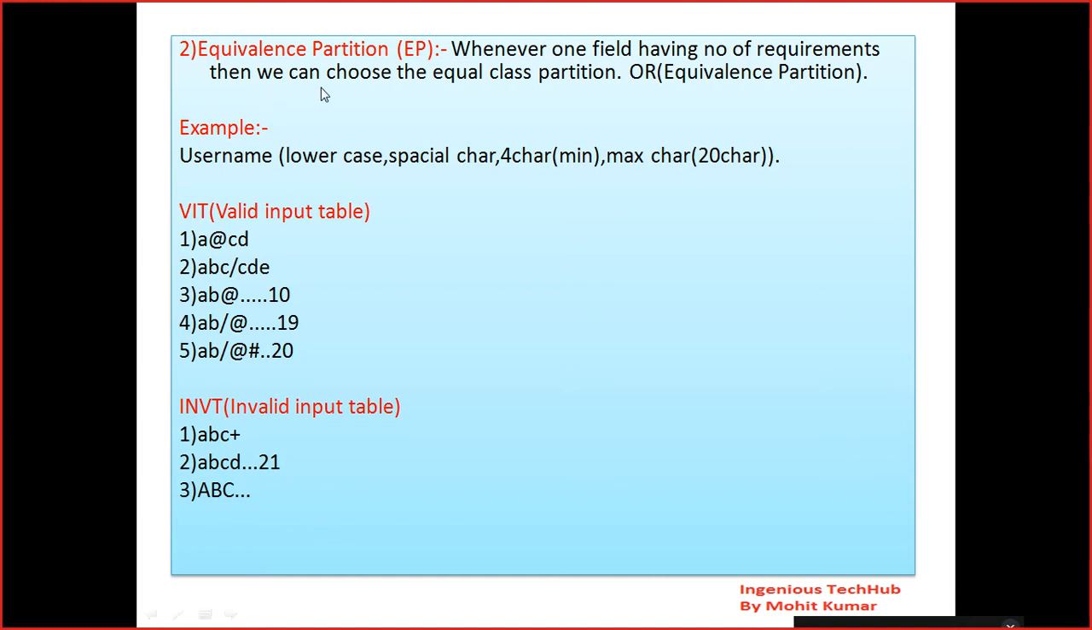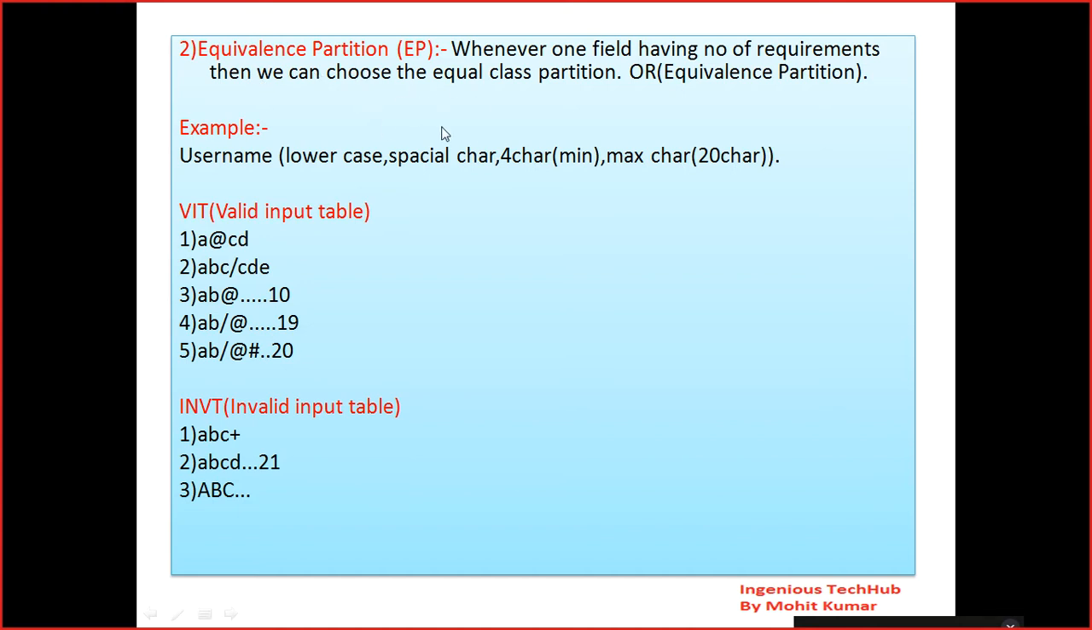Another is equivalence partition. Whenever one field has a number of requirements, then we can choose equivalence class partition. Like here, the username accepts lowercase, special characters, minimum 4 characters and maximum 20 characters, right? So this is valid. It will accept lowercase, that is fine, a special character, okay, minimum 4 characters must be there, maximum 20 characters. So these are the valid values we have given here. But if you use anything else, this is invalid. That is called equivalence partition.